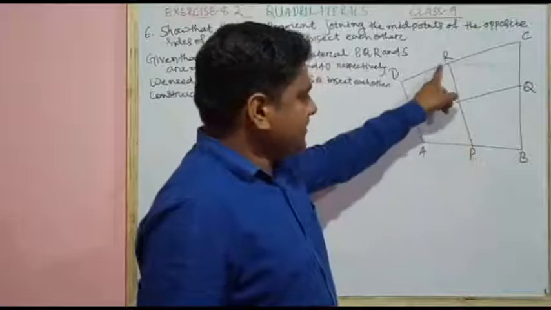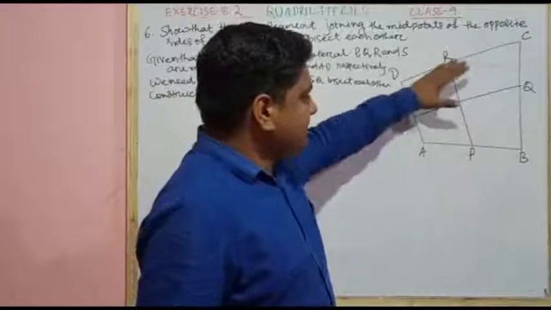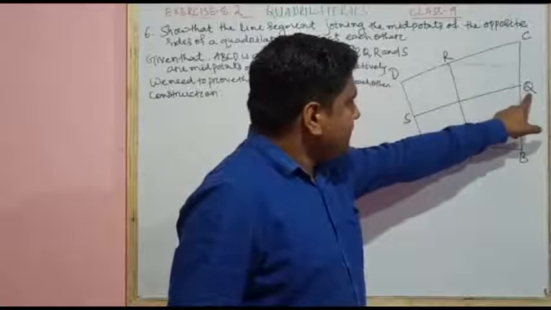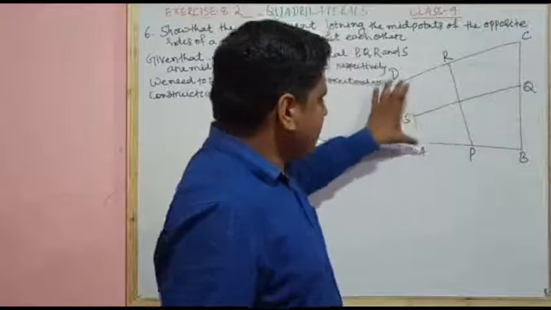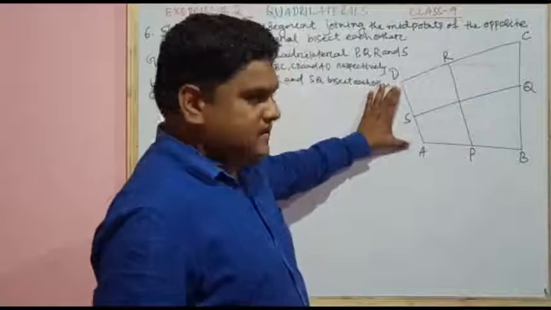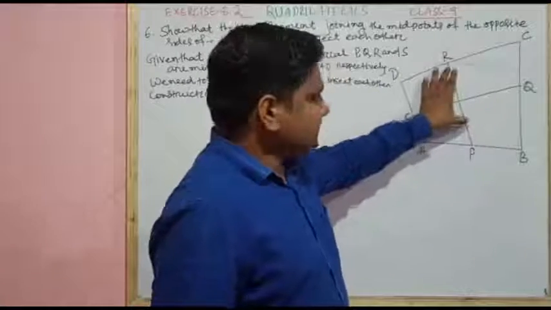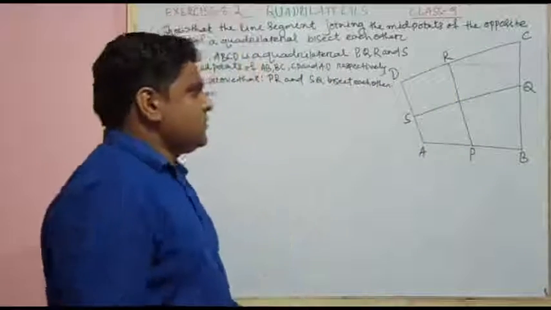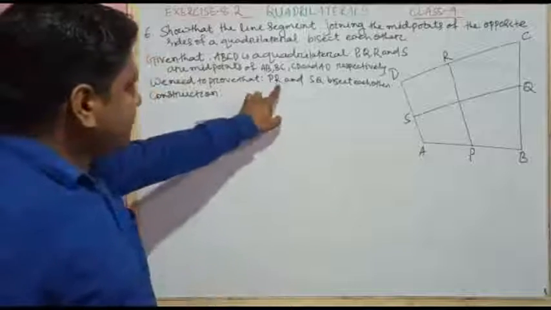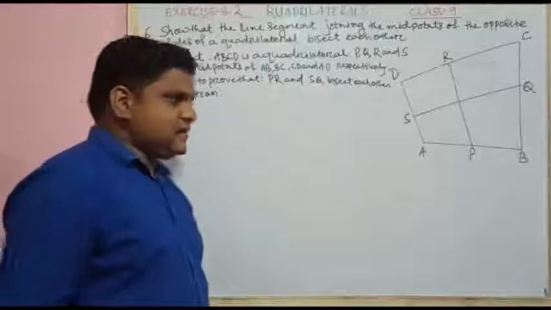Here P and R are the midpoints of AB and CD, and Q is the midpoint of BC and S is the midpoint of AD. The line segments PR and SQ bisect each other. We have to prove this. So we have to prove that PR and SQ bisect each other.